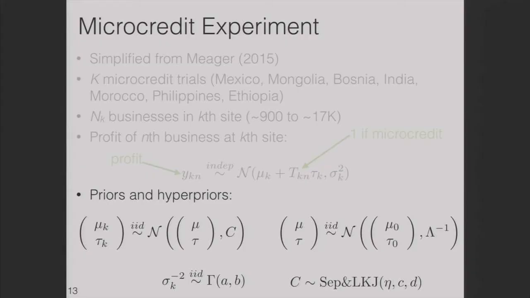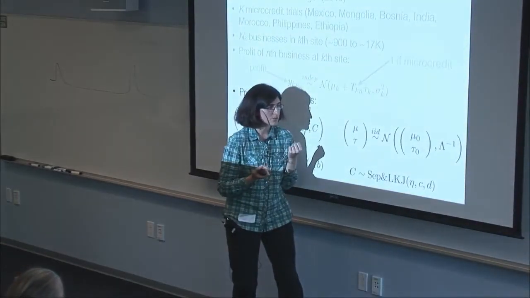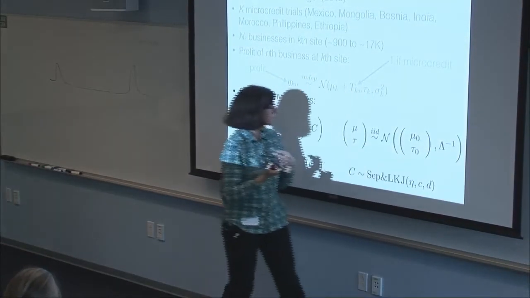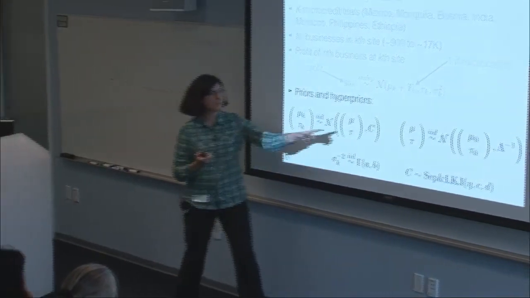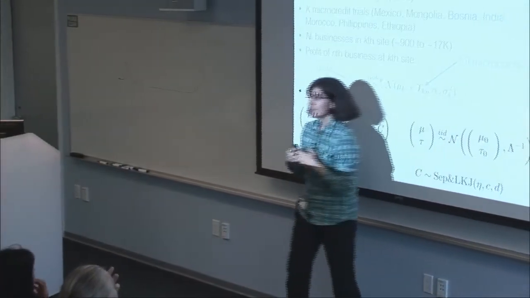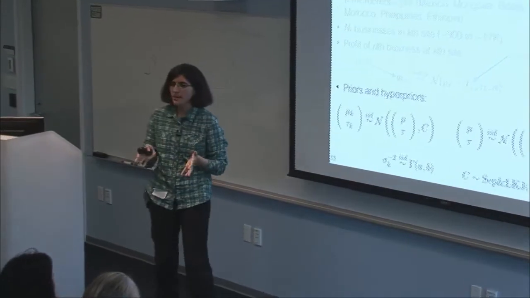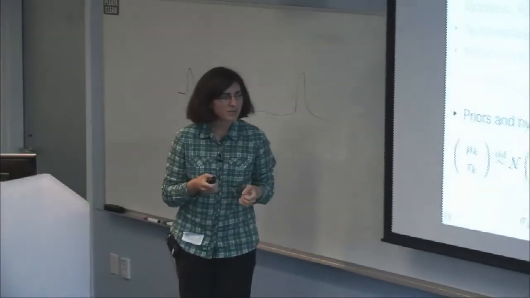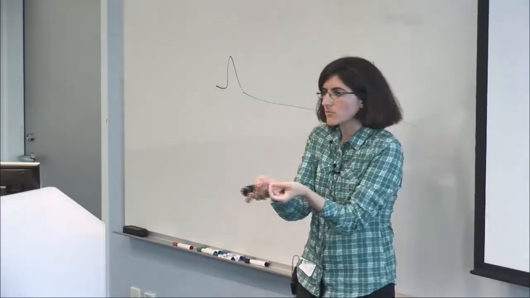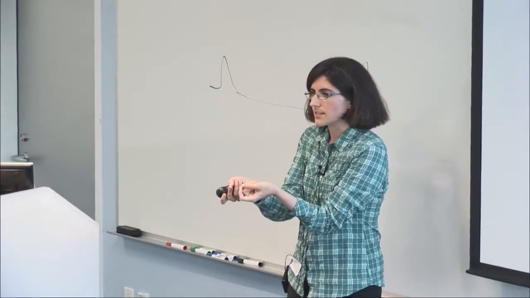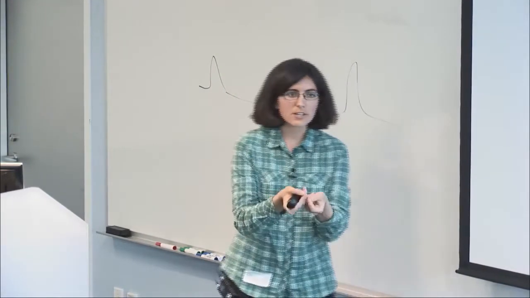Okay, so again, let's look at this model, and we could say to ourselves, ooh, there were a lot of choices here. We had to choose this gamma A, B. We had to choose eta, C, and D for the separation in LKJ prior. We had to choose this lambda inverse. We had to choose, well, we didn't have to choose C. We had to choose mu naught and tau naught. Even if you're some super microcredit expert like Rachel Meager, there's probably still some range of reasonable values that you think might be okay. And you want to know that over that range, your decisions wouldn't change.